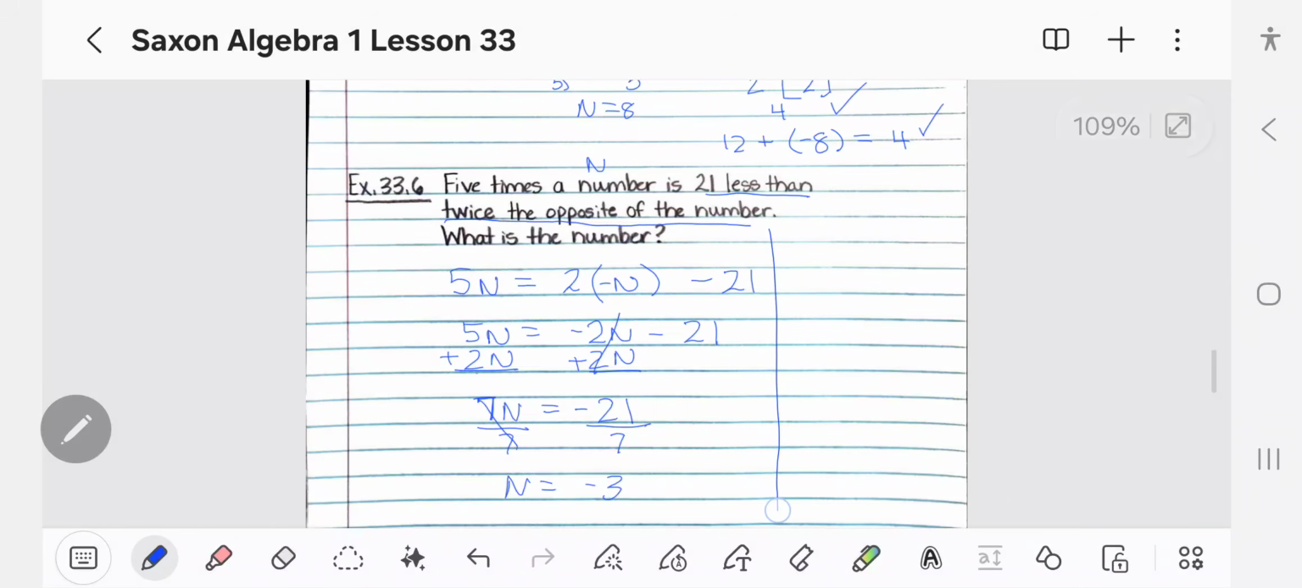Let's check it. 5 times the number, and that's going to be negative 15, is going to be 21 less than twice the opposite of the number. Well, if the number is negative 3, the opposite of the number is going to be 3. And twice that would be 6. Whoops. And 6 minus 21 would be negative 15. So it works.